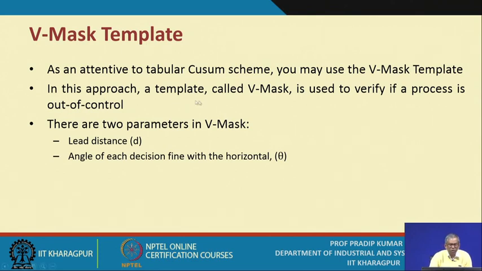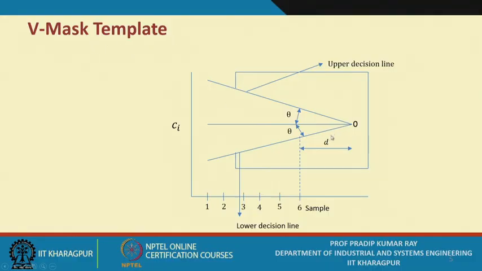So, in this approach, a template called V-mask is used to verify if a process has gone out of control or not. Okay. So, there are 2 parameters in a V-mask. One is the lead distance D, and the second one is the angle of each decision line with the horizontal. Okay. So, there will be 2 decision lines you will find in the template, the upper decision line and the lower decision line. So this is a typical V-mask template. You will find that this is the lead distance, and this is your upper decision line, and this is your lower decision line, and you have this angle theta with the horizontal line.